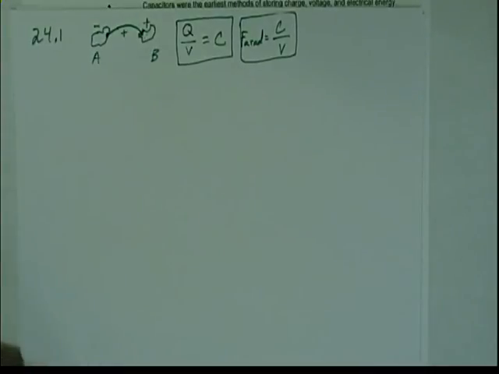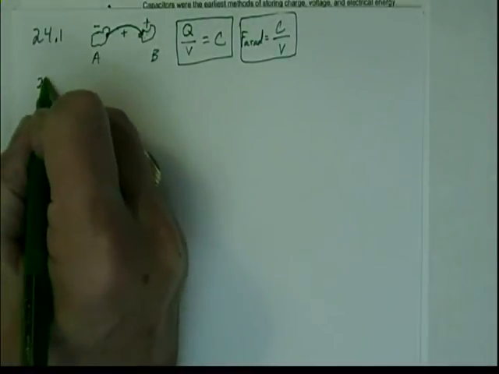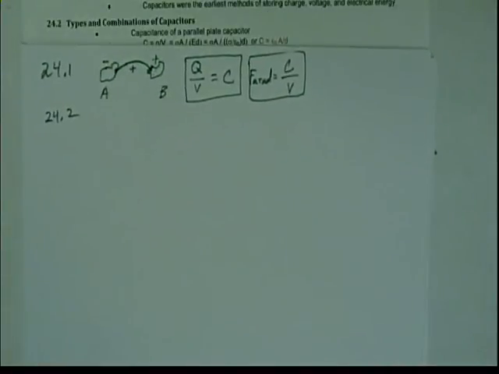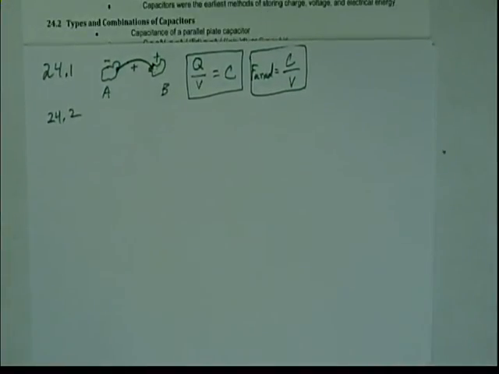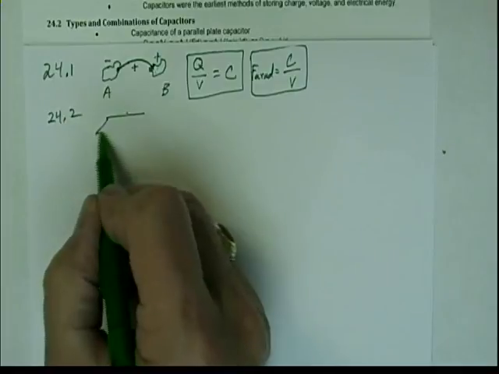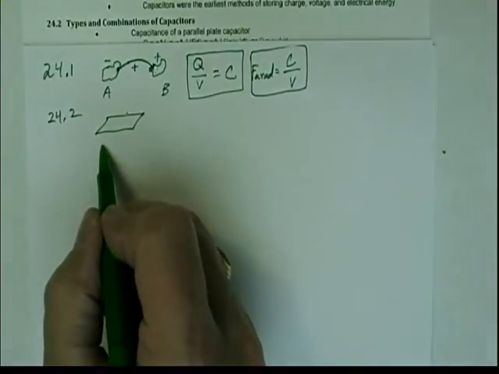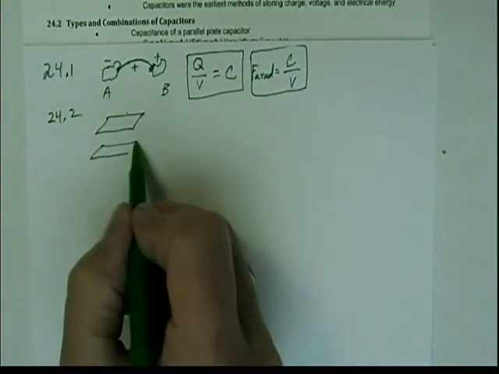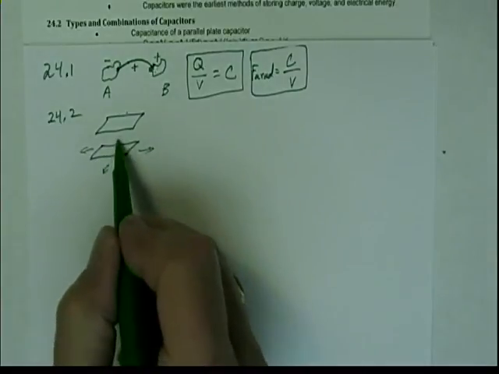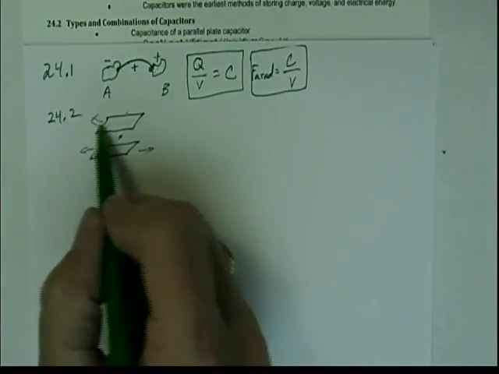In this next section, 24.2, we'll be using these concepts to look at the simplest of all capacitors, that of a parallel plate capacitor. We'll take two parallel plates, and we're going to imagine that these plates are essentially infinite or extremely large in every direction.